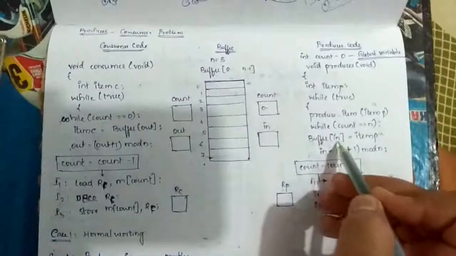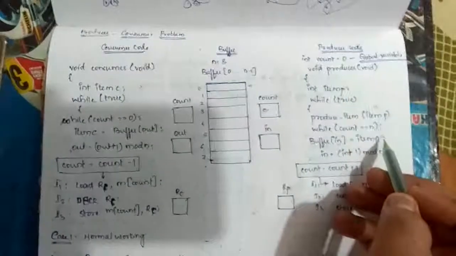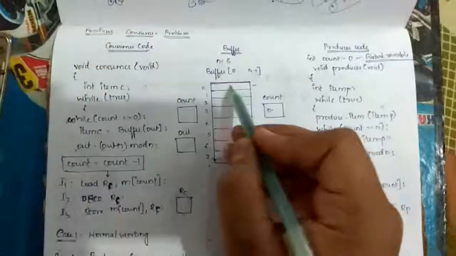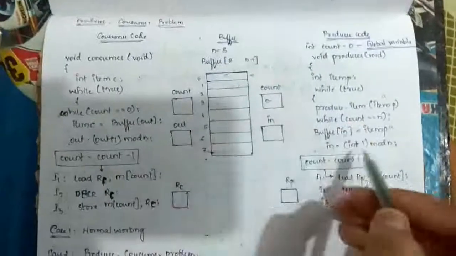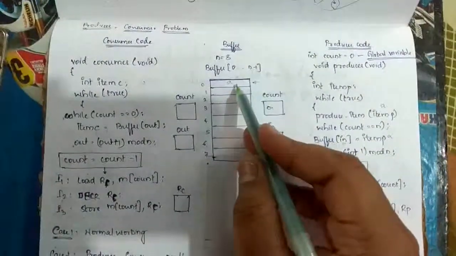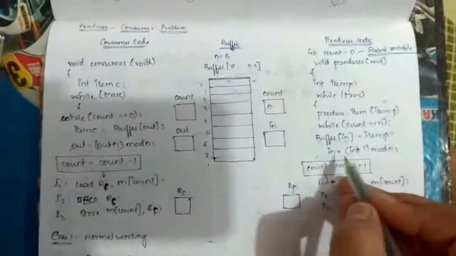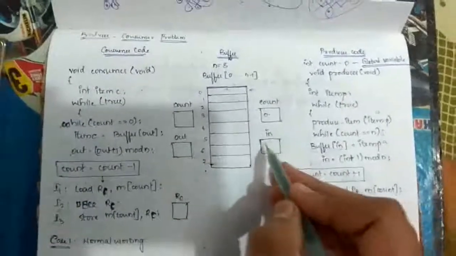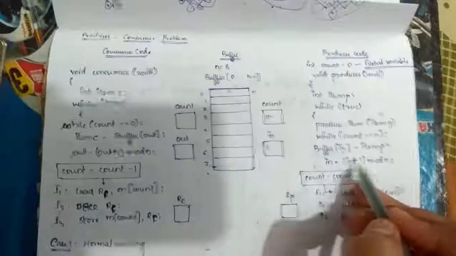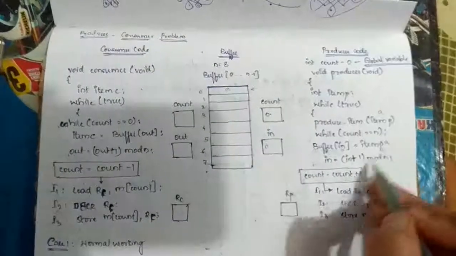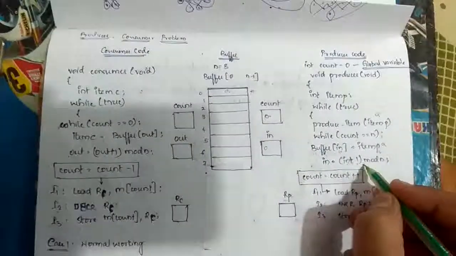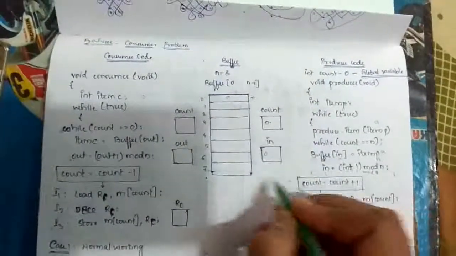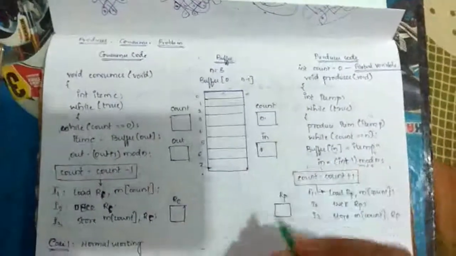So this item a, which has been produced by the producer, is put into buffer of 0, since the in value is 0. So the buffer of 0 is loaded with the value a. Once the buffer is loaded with the produced item, the next instruction executes, that is in equal to in plus 1 mod n. The in pointer was initially pointing at the 0th position, so in equals 0 plus 1 mod n. What is n? 8. So 0 plus 1 mod 8 is 1. So the in value is updated to 1, and the new value of in becomes 1.